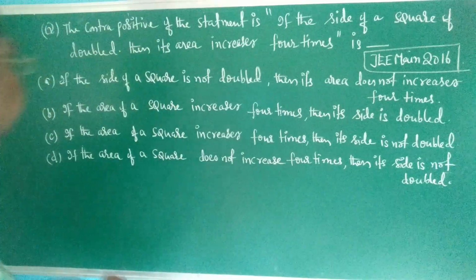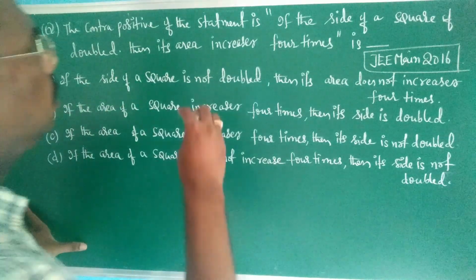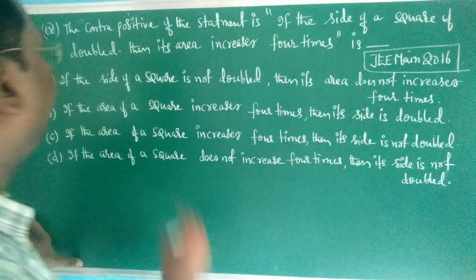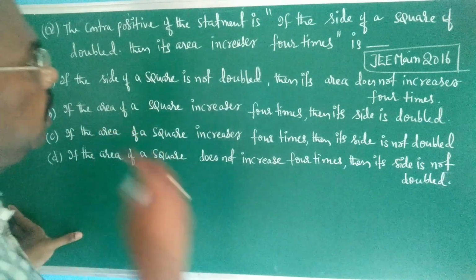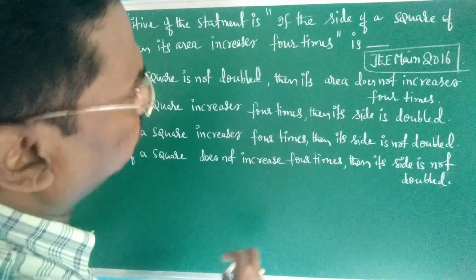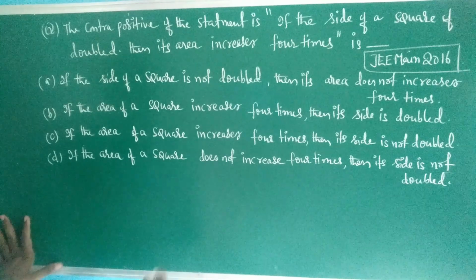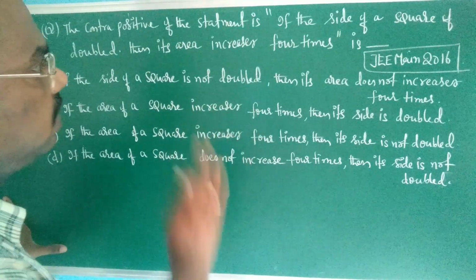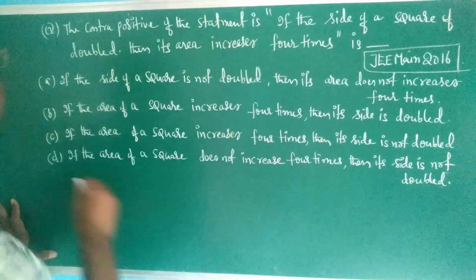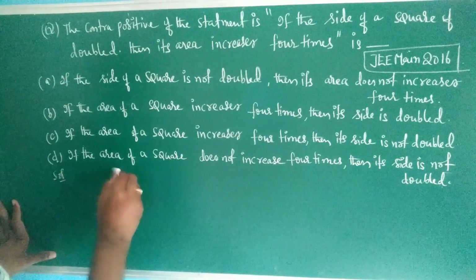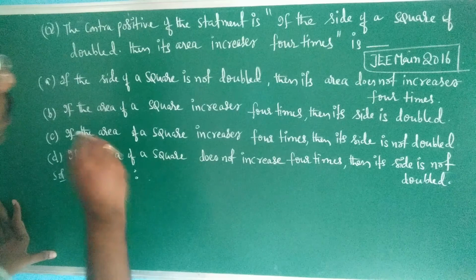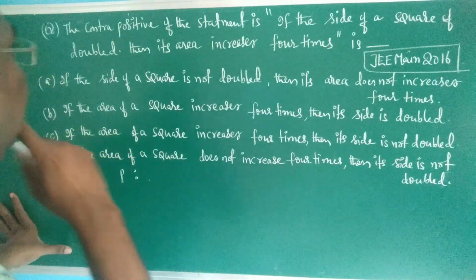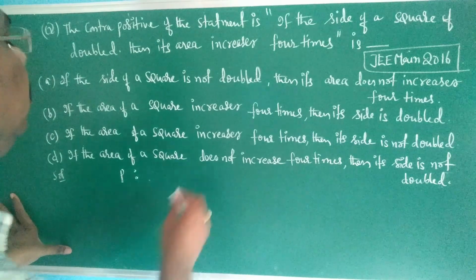Next question. The contrapositive of this statement is: if the side of a square is doubled, then its area increases 4 times. Okay, now here 4 options are given. First the given statement is converted into 2 statements. Let P is equal to the side of a square is doubled.